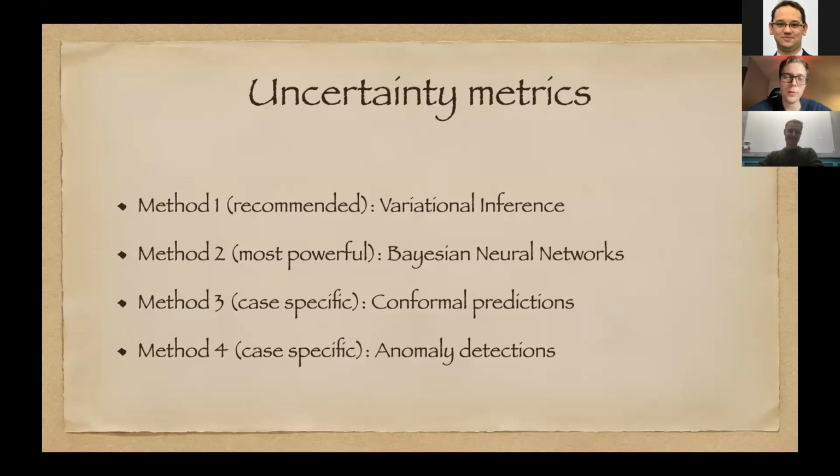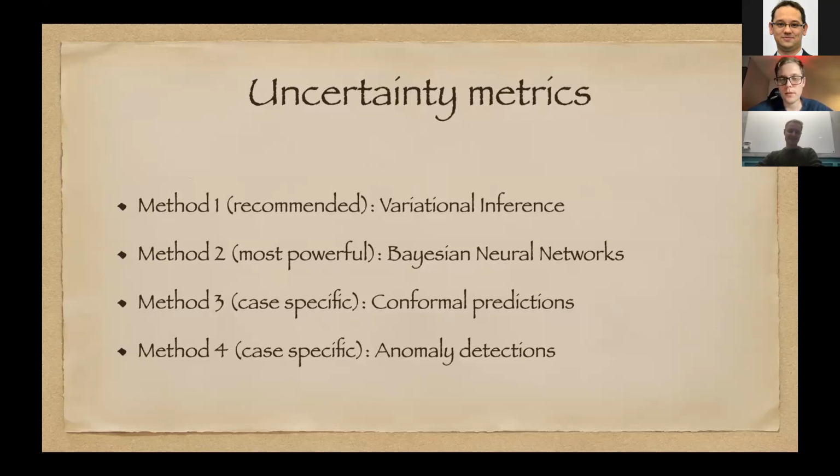Method number three is conformal predictions. So it's actually trying to assess, based on the input properties, how likely it is that it's drawn from the distribution of the training data set that was used to train the model.